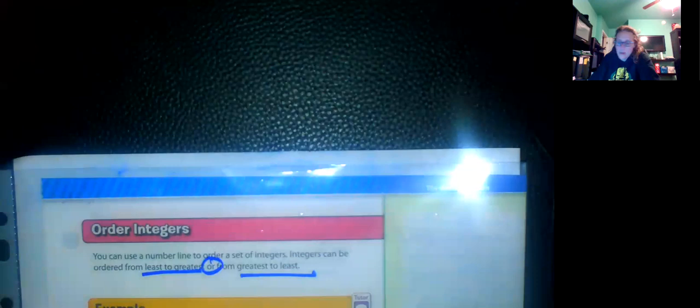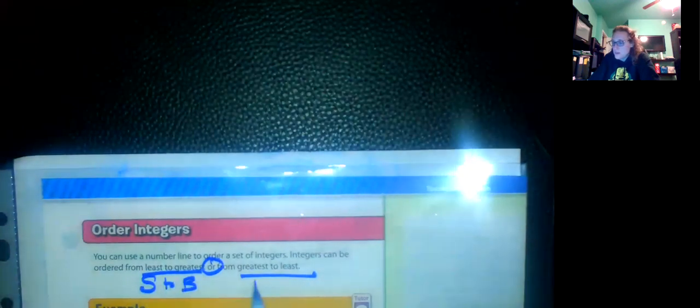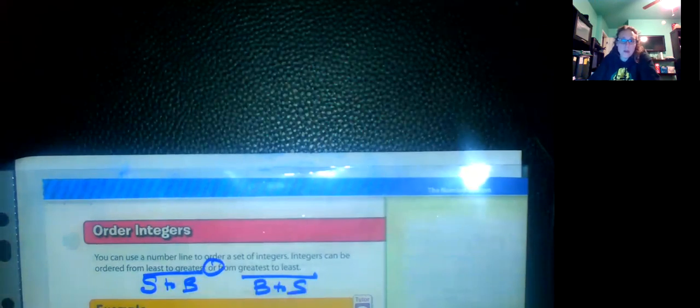All right, so what happens if we have lots of numbers to deal with? Then we can order our integers. You can use a number line to order a set of integers from least to greatest or greatest to least, okay? So this is either small to big or big to small. Either way can compare. It's important to read the directions because they'll often tell you what they want, okay?